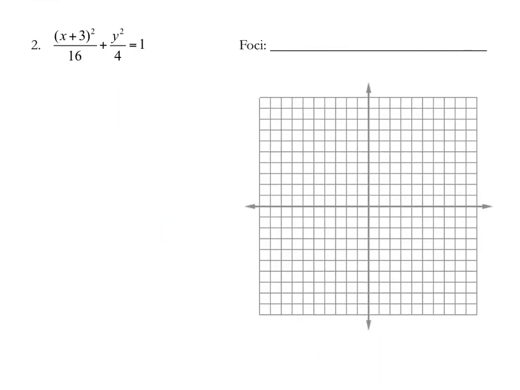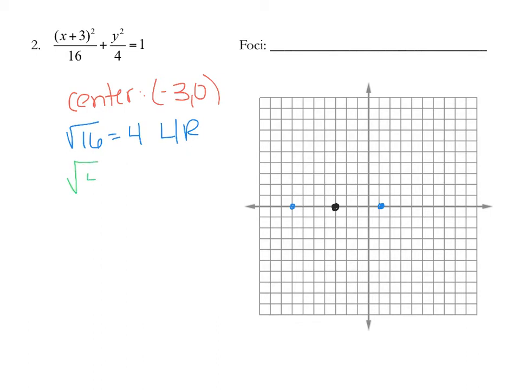Let's try another one. In this one, the center is -3, 0. So we're over -3 up 0. And then we're going to move the square root of the denominator, which is 4, in the direction of the numerator that has x. So that's our left-right changer. Left 4, right 4. And then square root of the denominator is 2 in the direction of the numerator. Y is in the numerator, so we're going to go up and down 2. And we can draw our ellipse.